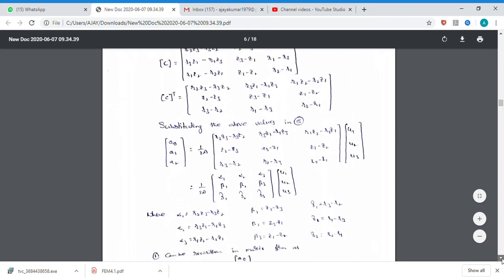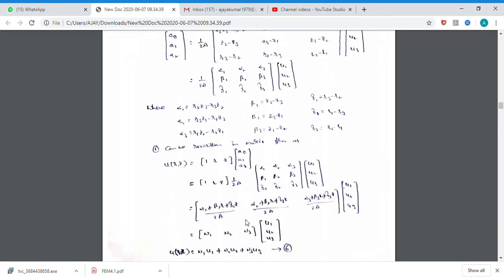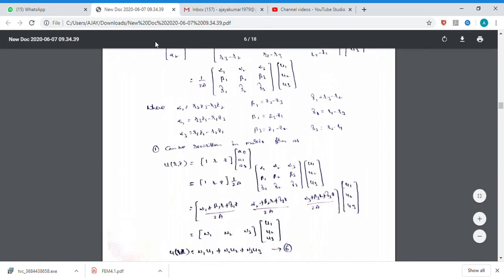Now, the initial U is equal to A naught plus A1R plus A2Z. If you write that in the form of a matrix, it is 1 R Z into A naught, A1, A2, where A naught, A1, A2 are the polynomial coefficients. We calculated those coefficient values, so now you substitute them. Substituting, we get 1 R Z into 1 by 2A, alpha 1, alpha 2, alpha 3, beta 1, beta 2, beta 3, gamma 1, gamma 2, gamma 3, into U1, U2, U3, and you take the multiplication.